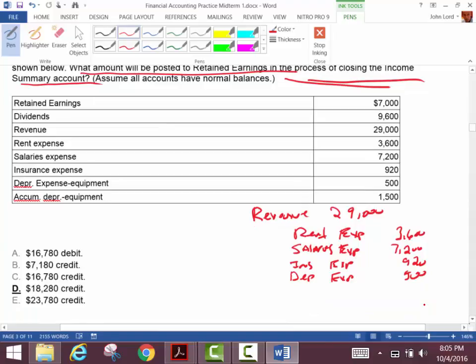Anything else that needs to be closed in income summary? We got our revenue. We got these expenses. Anything else that needs to be closed in the income summary? Dividends need to be closed to retained earnings, but we don't close them through our income summary. We close them straight to retained earnings, don't we? So it's not going to go through income summary. So what do I need, a debit or a credit here to make this journal entry balance? Huh? I need a credit of what? 16,780?